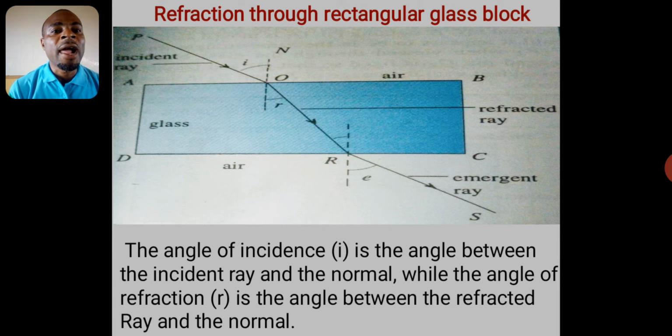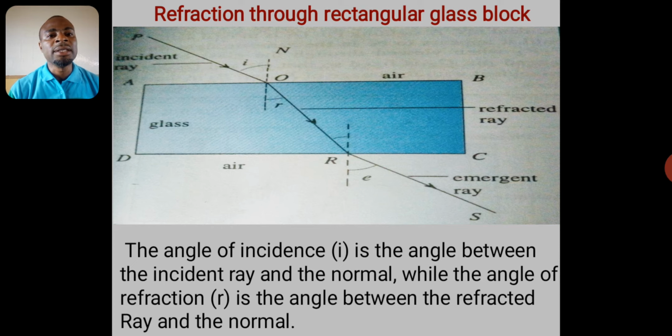Now you can see the ray later came out, and you have another ray there, RS, and you can see that it is parallel to the first ray, which is the incident ray. Okay, now we have an angle between this incident ray PO and N there. The N is normal. What is normal? Normal is a perpendicular line drawn to a plane surface. So you can see that that surface AB is plane. So the line drawn there, which we have N tagged to it, is our normal, a perpendicular line drawn to a plane surface.